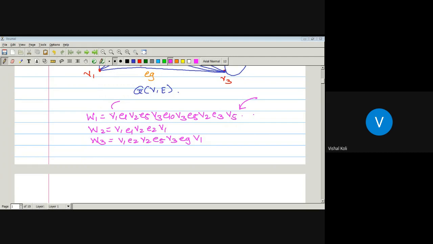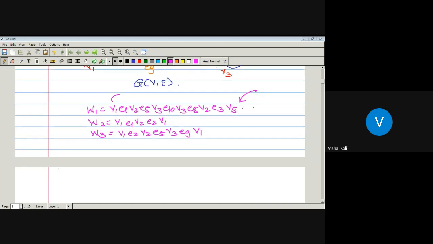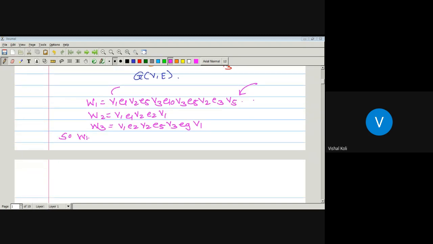And we know the number of edges in a walk is the length of the walk W. So what is the length of walk W1? 5. And walk W2 has length 2 and walk W3 has length 3. So W1, W2 and W3 are walks of length 5, 2 and 3 respectively.